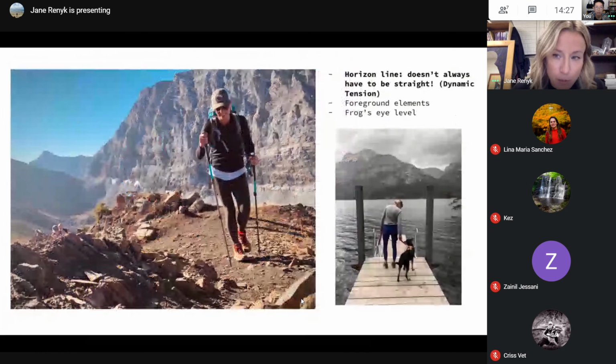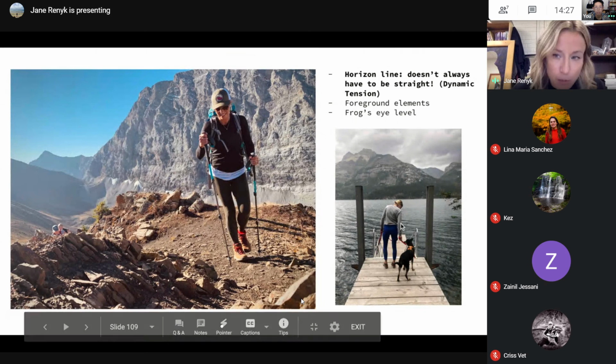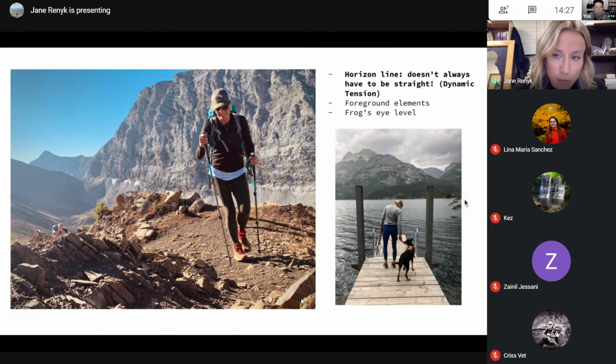And then last, horizon line. So don't be afraid to tilt it. This horizon line is going a little wonky. Same thing with this one. My friend took a picture of me on the dock, but the crooked horizon line sometimes works. So don't always think that it has to be straight. Sometimes shoot it a little off and then shoot it straight and decide which one you want.